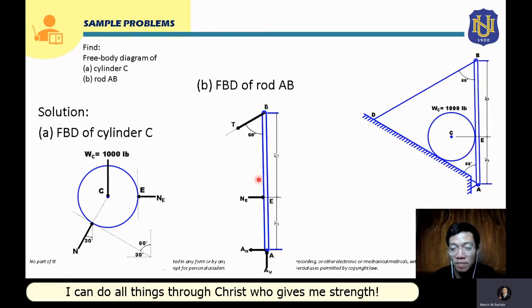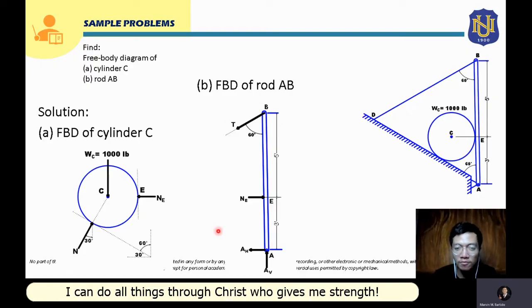Because if we sum up vertical forces, your T, since this is downward, your AV should be upward, just to resist, to make the system in equilibrium.